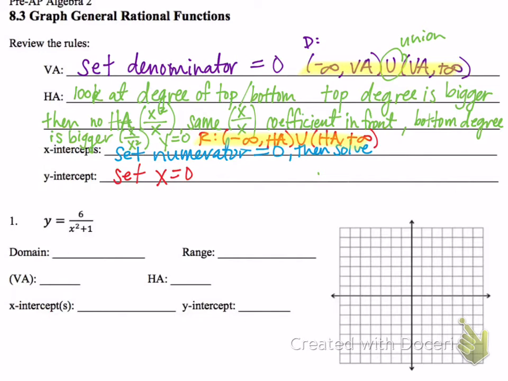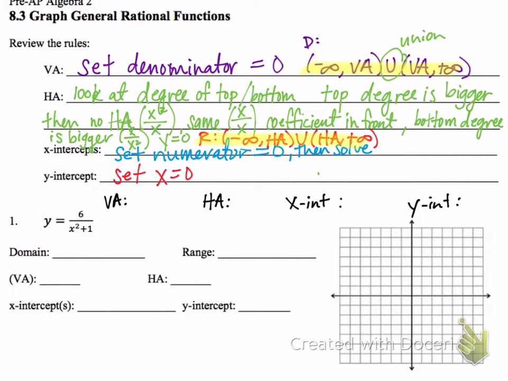All right, so if we look at number 1, what I like to do is I like to write out vertical asymptote, horizontal asymptote, x-intercept, and y-intercept. And I just kind of make 4 columns like this. And I solve for each one of those separately. So with my vertical asymptote, it says set denominator equal to 0 and solve. But you'll notice that the denominator has an x squared. So how many solutions am I going to have?